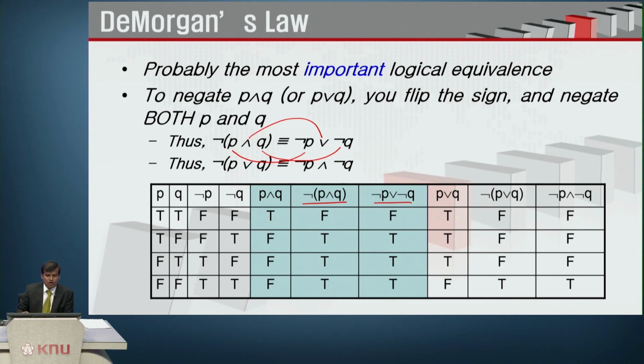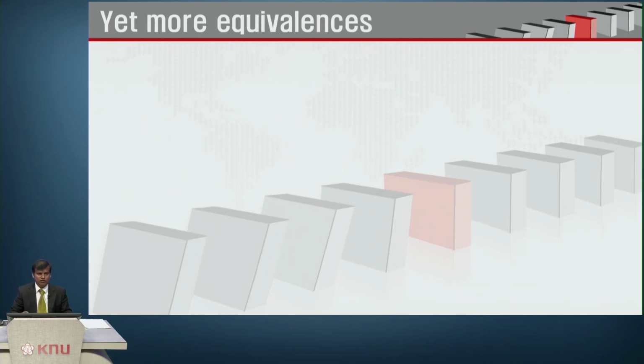Then comes P or Q. If you want to negate P or Q, what you are going to do is, as you negate P or Q here, that's equivalent to negation of P and negation of Q. Yes, they are equal. You can see that these two are equal, and again you can see here that these two are equal. Well, let's move on and see more equivalence operators.